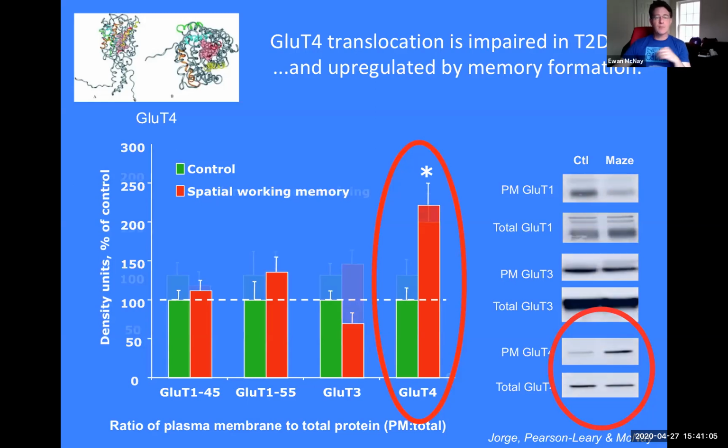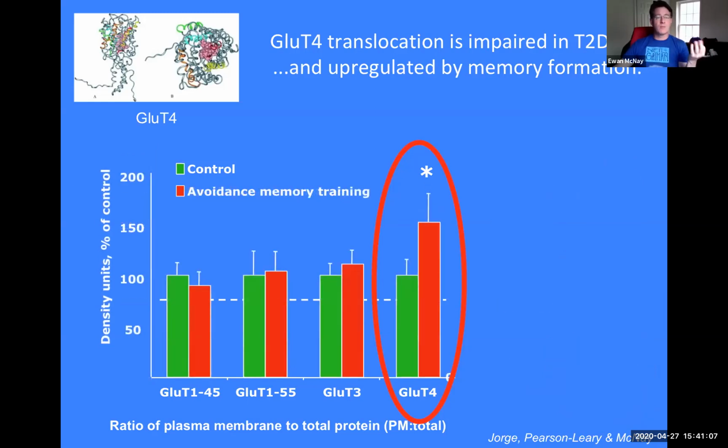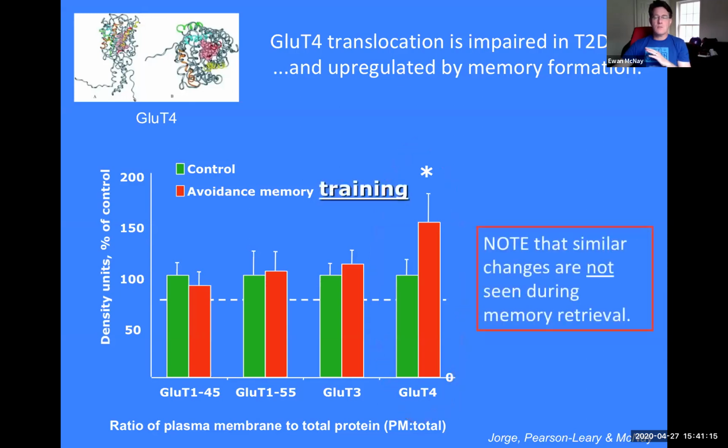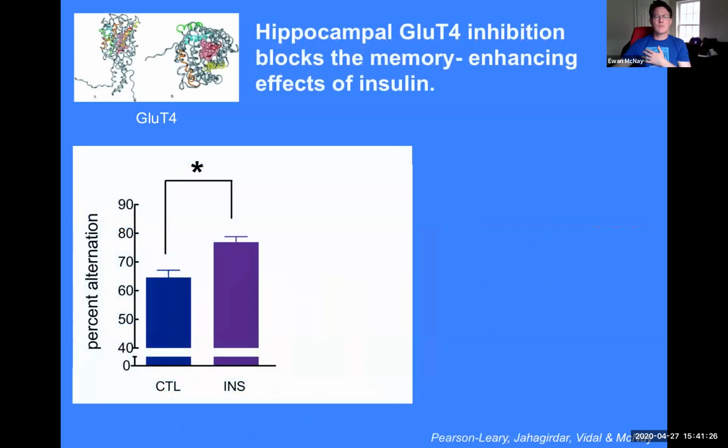Spatial working memory, also fear memory. Forming new memories appears to require and cause GLUT4 to go to the cell surface. You don't see that during retrieval. Kind of a side note, it's memory formation, it's not memory retrieval. One of the things we're looking at in the lab right now is why that's the case, but that's kind of a side note.